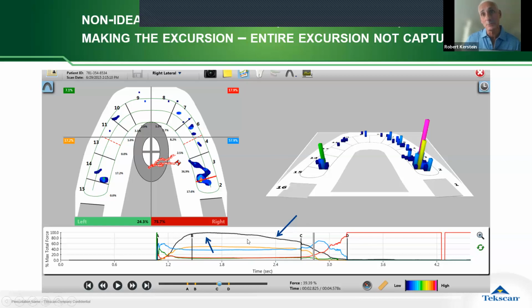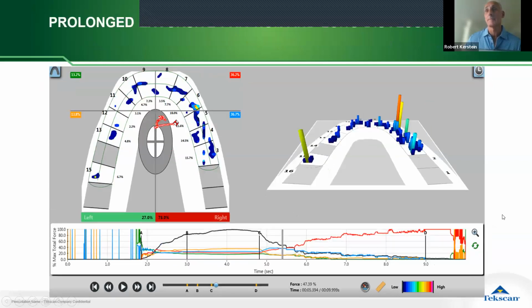So this is a person who's weakening. That's a sign of dysfunction. They can't hold their teeth together. They max out their bite and then they lose force. So their teeth are coming apart.